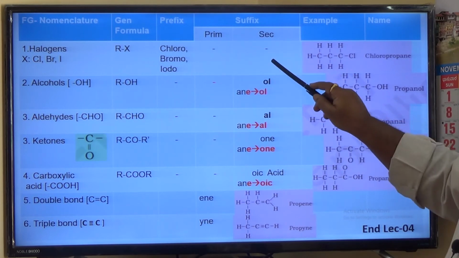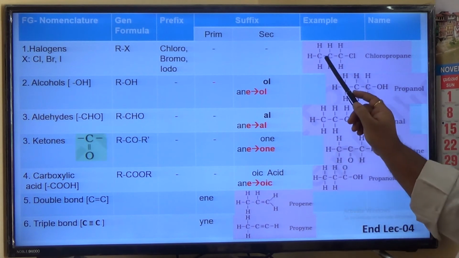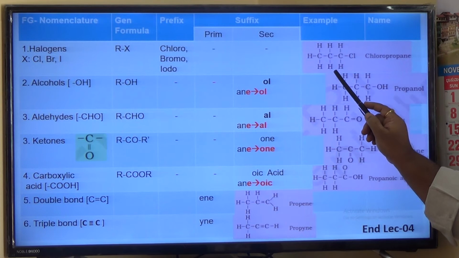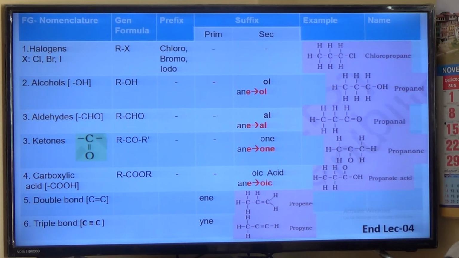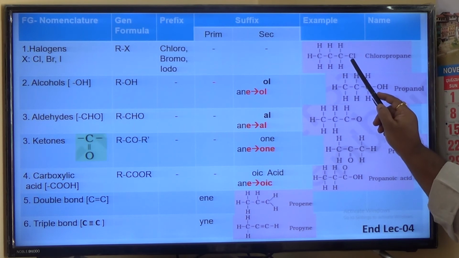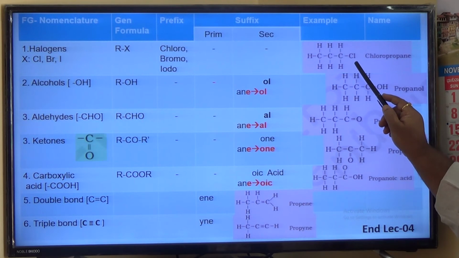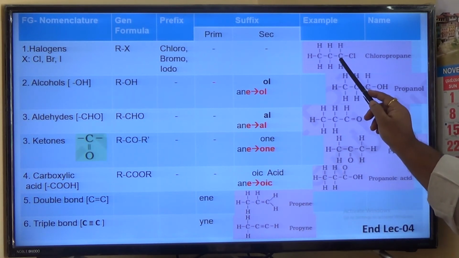Suffix, no suffix. Example here. What is the propane formula? C3H8. One hydrogen atom is taken and replaced with a functional group, that is chlorine. How do you name this compound? Root word 1, 2, 3, prop.